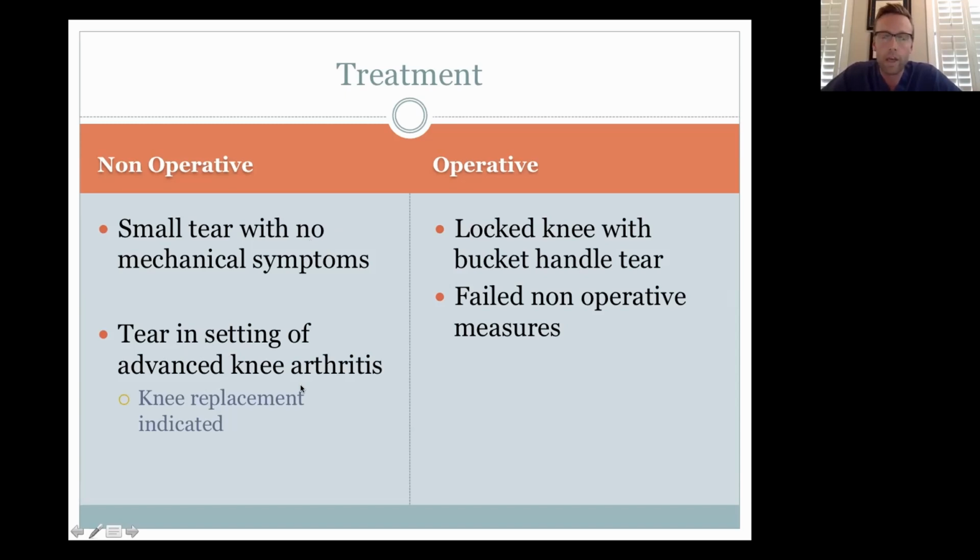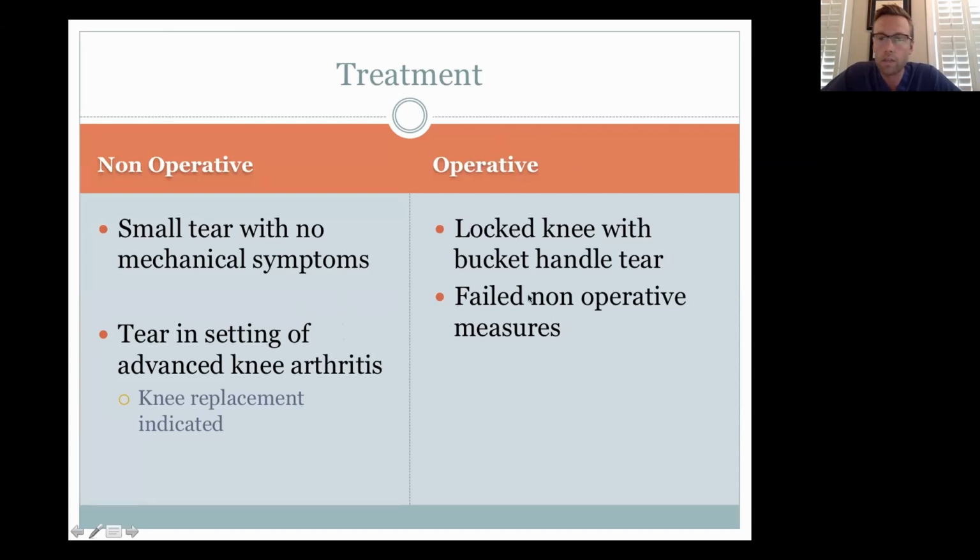Now, if you had minimal arthritis or even a little bit of arthritis, but mechanical symptoms of catching or locking because of a new tear in the meniscus, sometimes we do consider trimming that out to get rid of those mechanical symptoms. But that's a lot of discussion with you, the patient, and the family to make sure that you understand that we're not treating the arthritis, but we're treating that new meniscus tear.